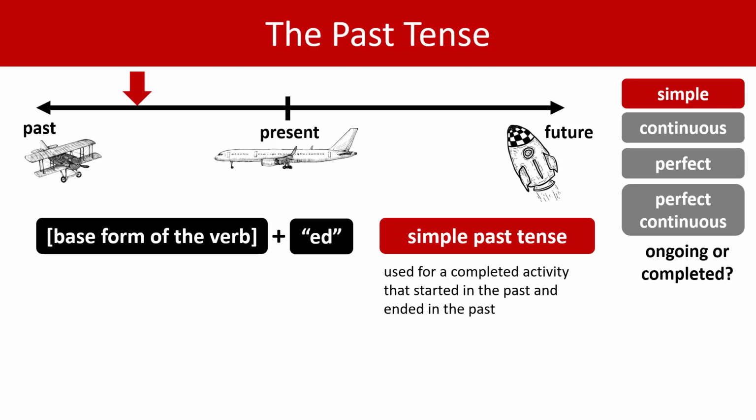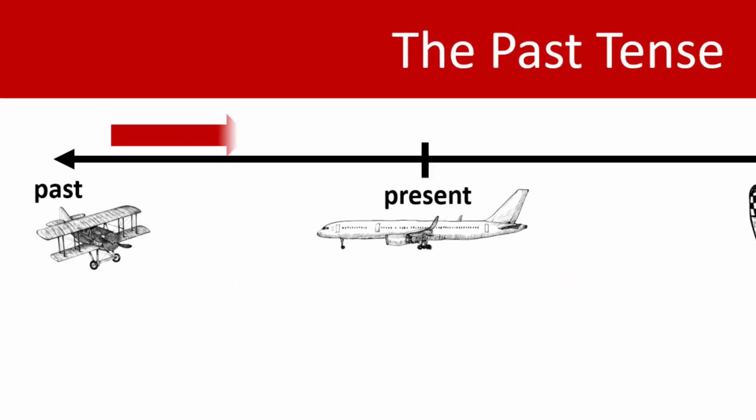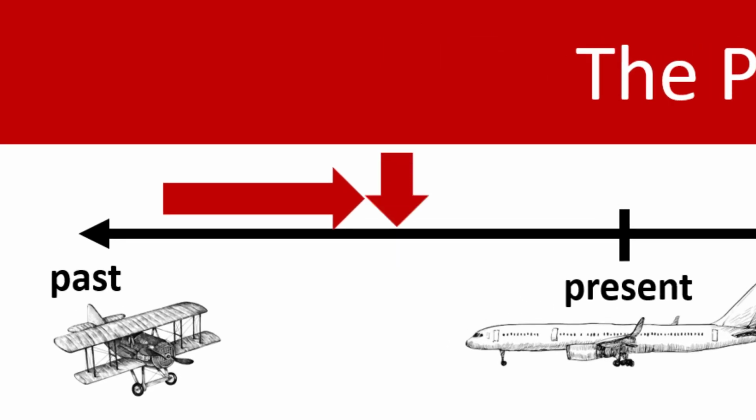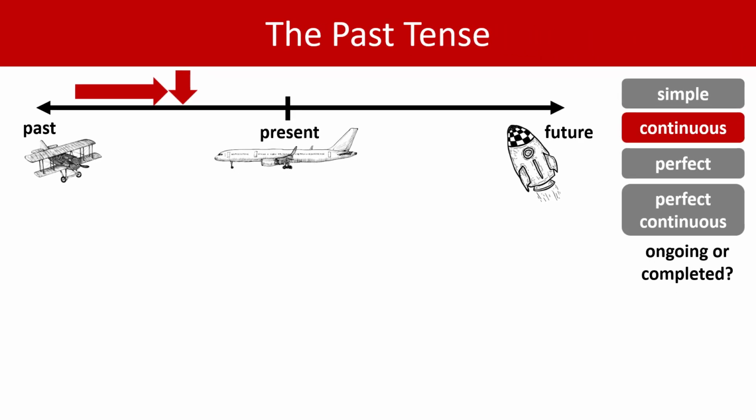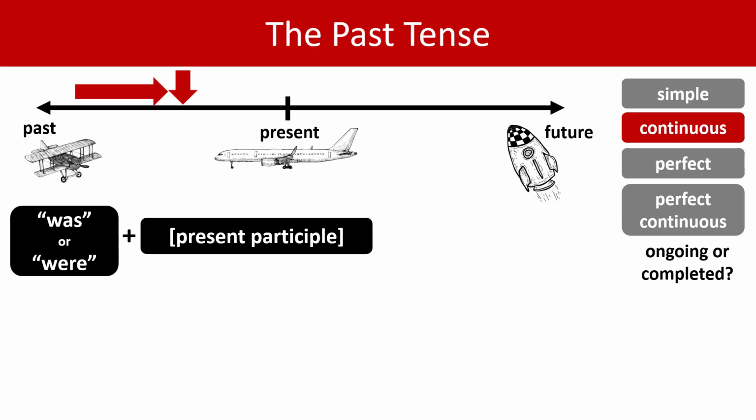Okay, let's move on. Next, the continuous aspect. So look at the timeline. We have an ongoing activity which has been followed by another activity. To describe this, you use was or were, depending on whether you're talking about something singular or plural, plus the present participle. Now, the present participle form of a verb is the version that ends ing, and we have more about that on the website. So let's look at an example.